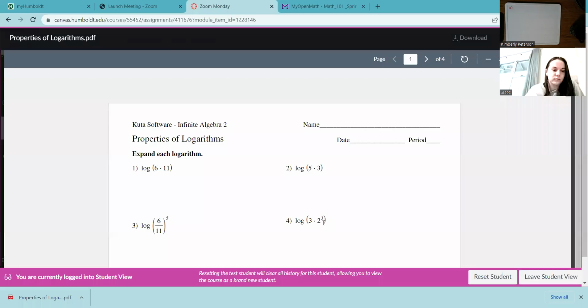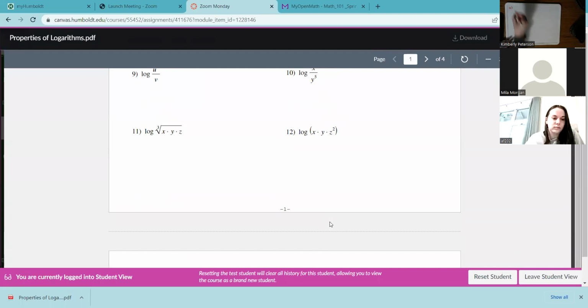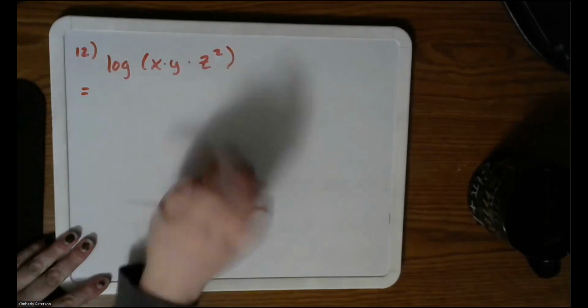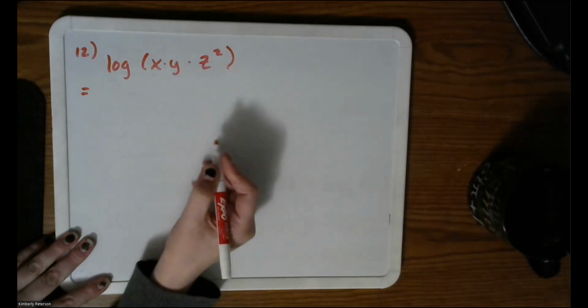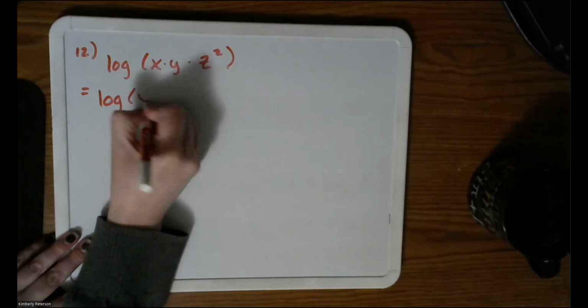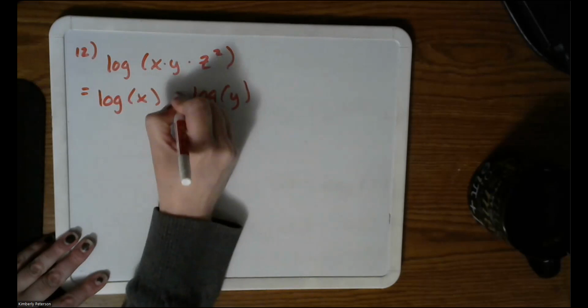For question 12, we had log of x times y times z squared. So this one is probably a little bit easier. Anybody from group two that wants to volunteer? I just don't know how to explain it as well. Okay, first of all, let's take care of the products. What do products turn into? What symbol should I use? Yeah, addition. Products turn into sums.